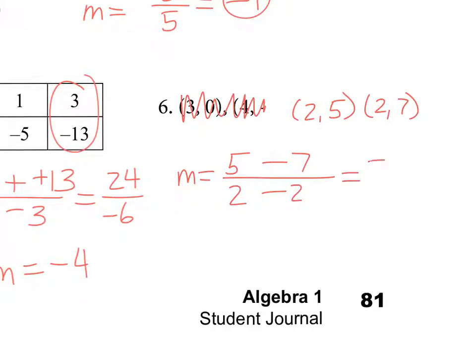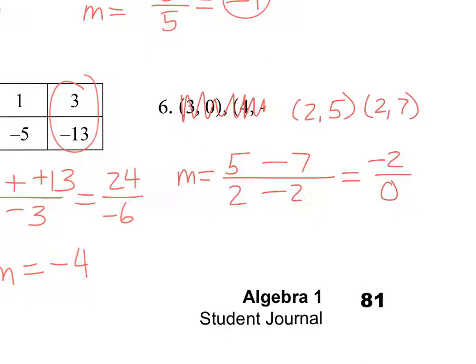5 minus 7 on top is negative 2. 2 minus 2 on bottom is 0. So what's negative 2 divided by 0? What is it? Try it on your calculator. Try negative 2 divided by 0 on your calculator. What's your calculator tell you? Error, right? Your calculator says it's an error.